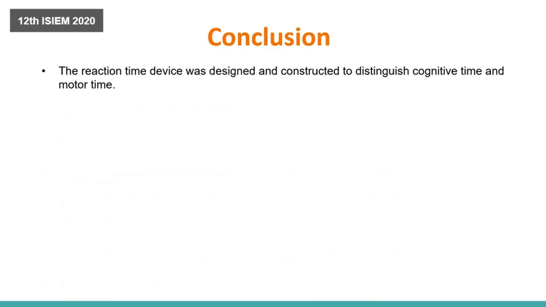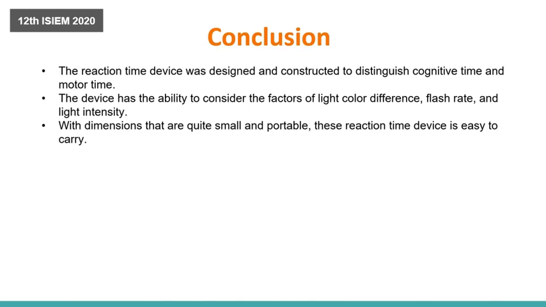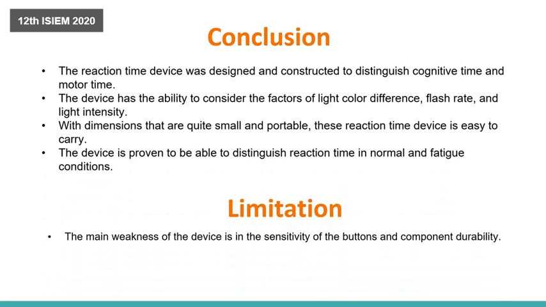As the conclusion of the research, the first conclusion is the reaction time device was designed and constructed to distinguish cognitive time and motor time or movement time. The device has the ability to consider the factor of light color difference, flash rate, and light intensity. With dimensions that are quite small and portable, this reaction time device is easy to carry. The device is proven to be able to distinguish reaction time in normal and fatigue condition.